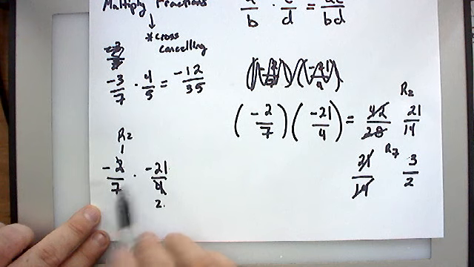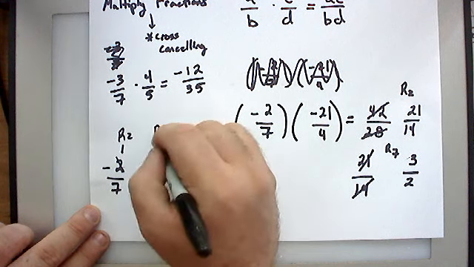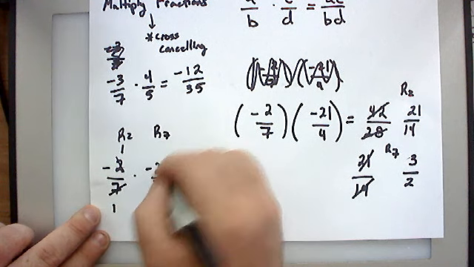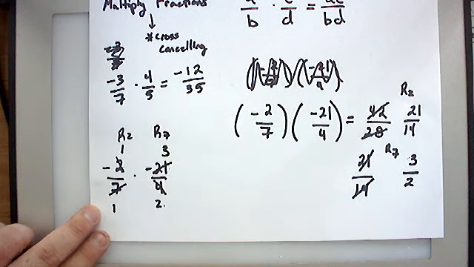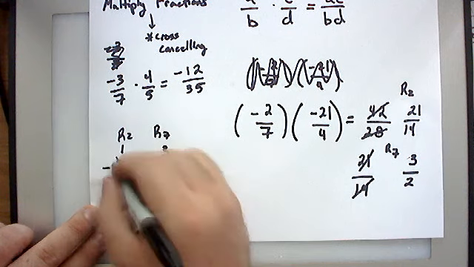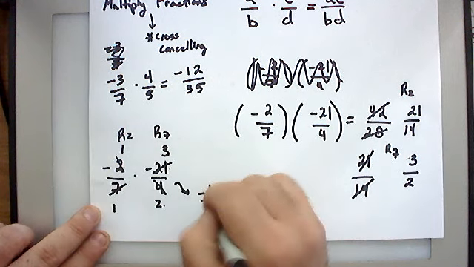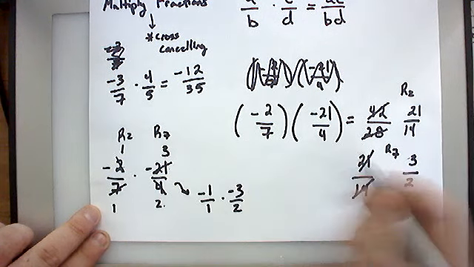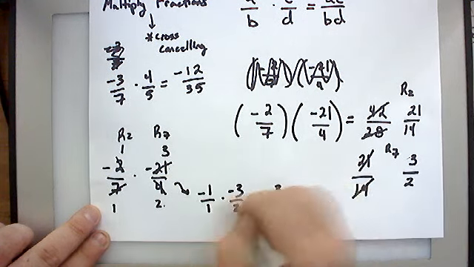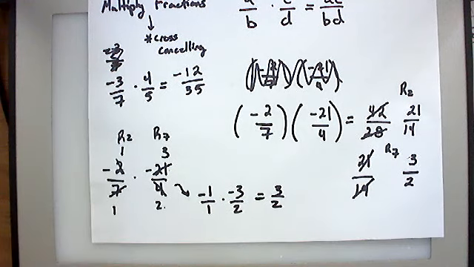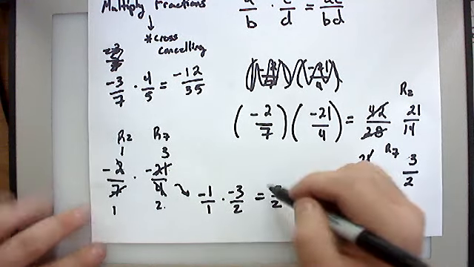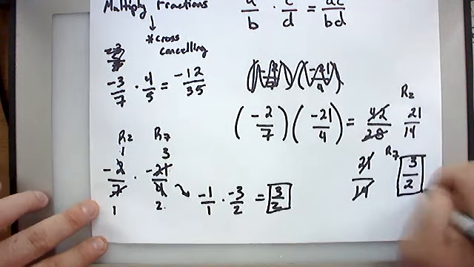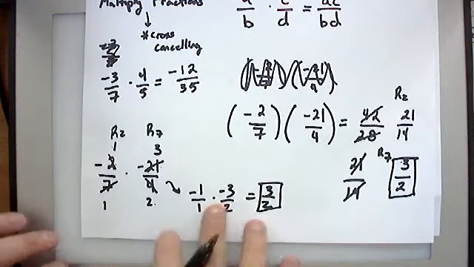You might also notice that 7 and 21 can work, so we can reduce by 7. 7 goes into 7 once, and 7 goes into 21 3 times. You probably would want to rewrite these now. So what you have is negative 1 over 1 times negative 3 over 2. Negative 1 times 3 is negative 3, and 1 times 2 is 2, and you get the same answer we did just a minute ago. So whether you like to cross cancel or whether you like to just multiply straight across and reduce at the end, you will get the same answer either way.